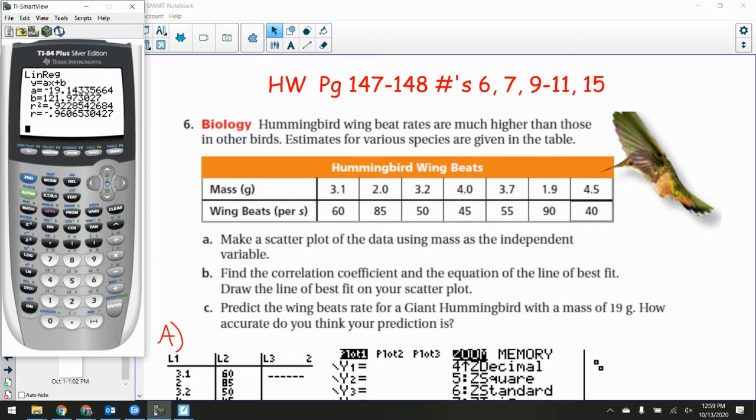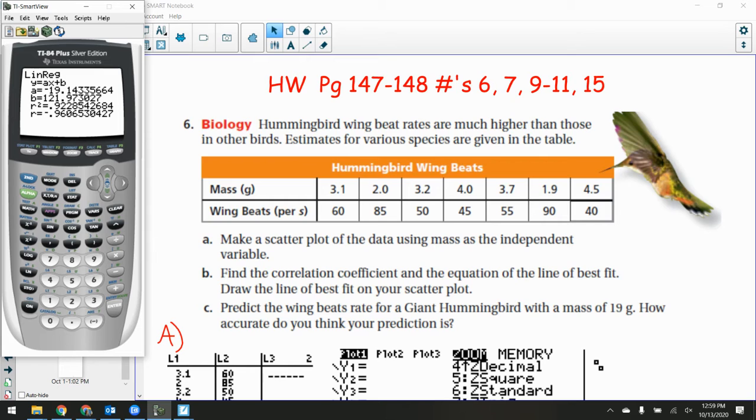And if it's really close to negative 1, not negative 0.1, negative 1, then it's actually a pretty strong correlation, right? Based on this set of data, this model, y equals negative 19.1434x plus 121.973, that model fits that data pretty well.